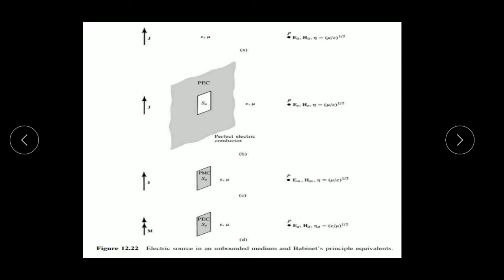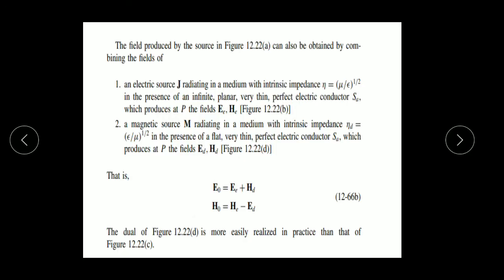Now we discuss the second thing. The field produced by the source J can also be obtained by combining an electric source J radiated in a medium with intrinsic impedance eta.